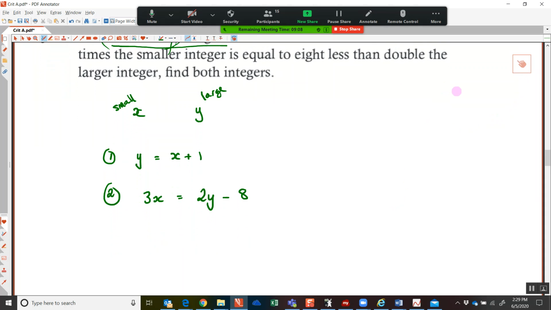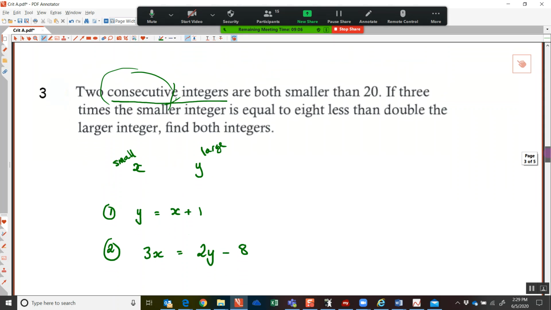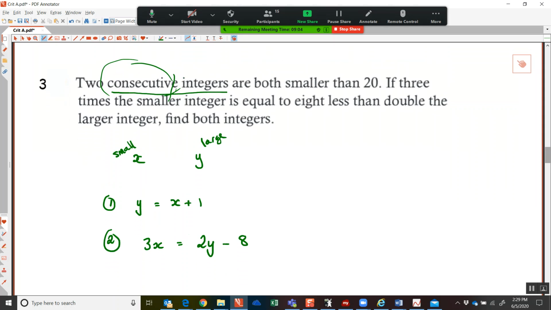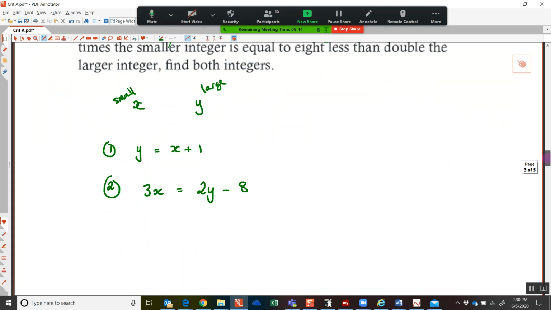What was the piece of information in there that didn't really figure in at the moment? Yeah, this more than 20 thing, that piece of information is irrelevant at the moment. It's something we can check at the end. So what method would you use to answer this question?